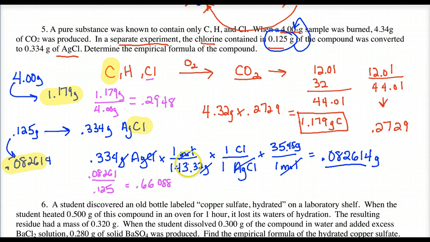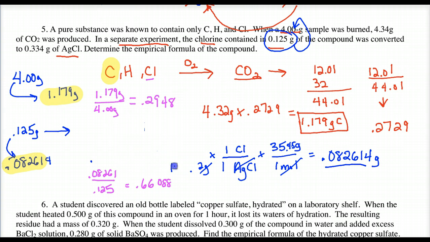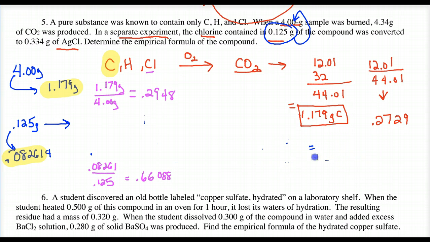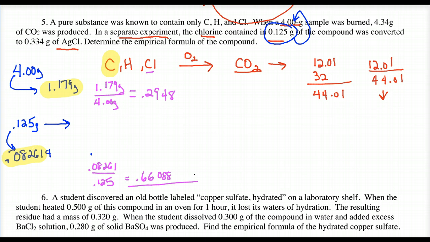Okay, I'm going to get some stuff out of the way here. And again, if you need to see the work, just rewind the video. Okay, so now we have our two percentages. Let's add these together. Plus 0.2948. And when I add them together, I get 0.95568, and of course 100 minus that.